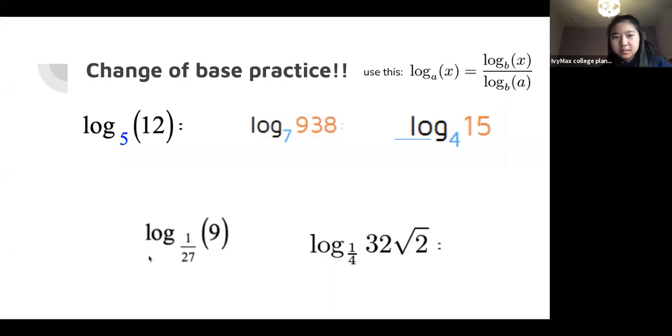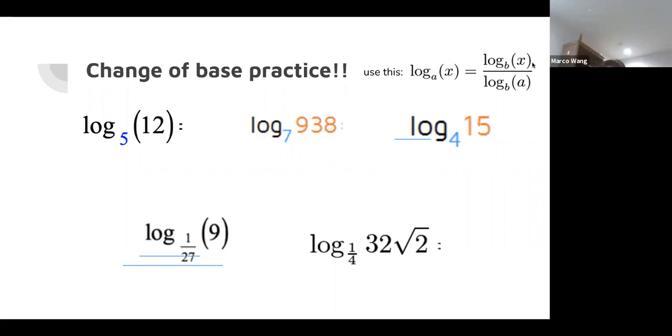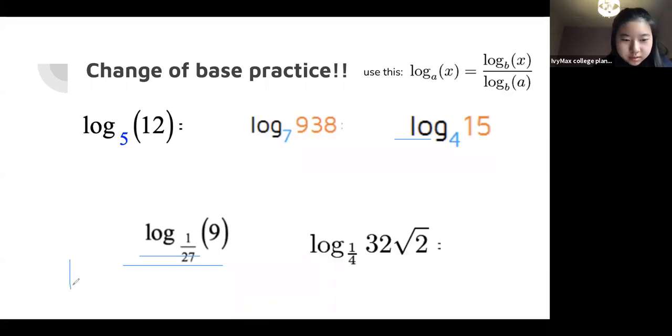So Marco, for this one right here. So you would do log equals log of 1 over 27, and then actually I don't really know this one. Okay, so yeah, no problem. So just use the change of base formula right here. I choose 10, so log base 10 of 9 over log base 10 of 1 over 27. Okay.